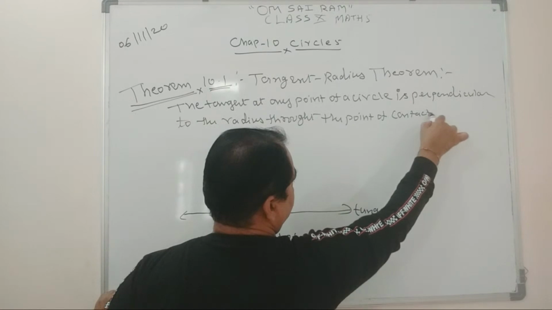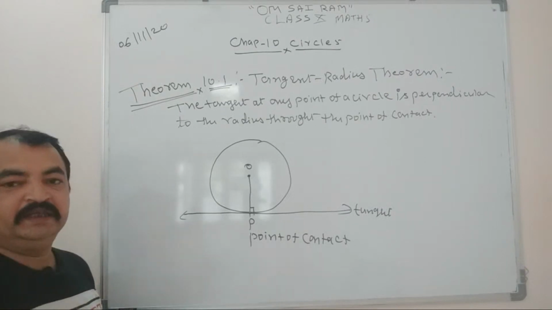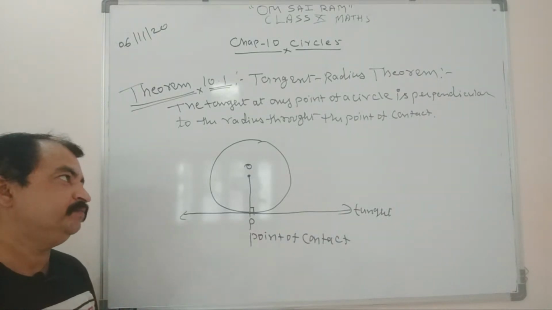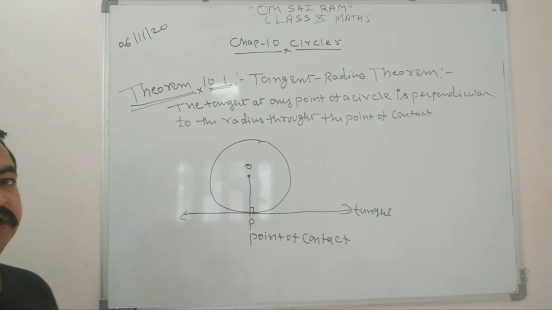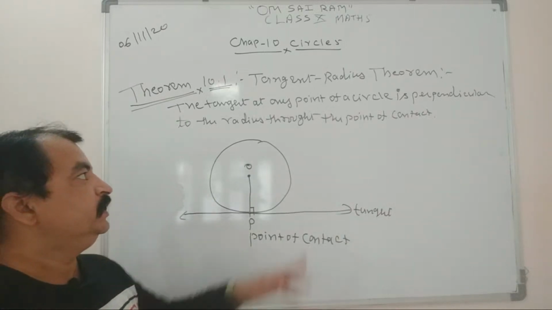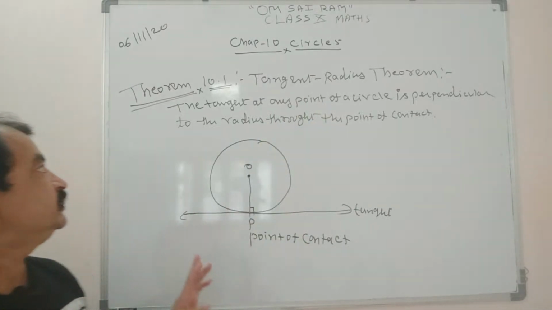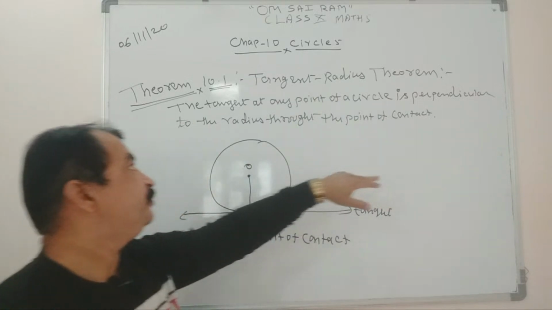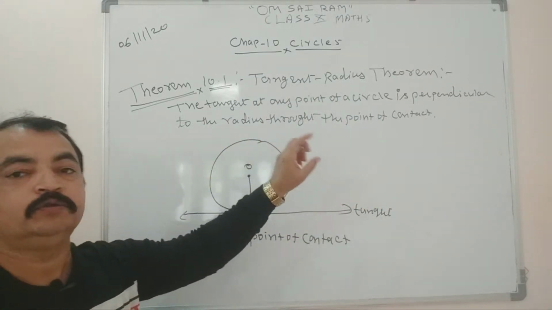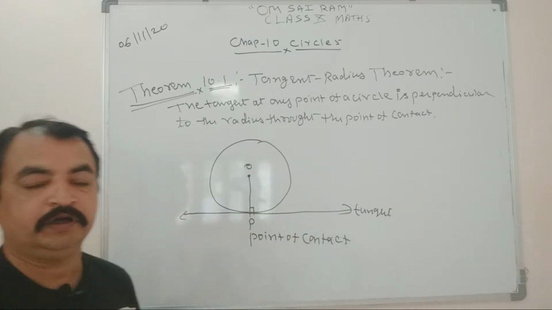For theorem 10.1, you can find the statement and the proof in your NCERT textbook, on page number 208, children. Okay, so what is the tangent radius theorem? The tangent at any point of a circle is perpendicular to the radius through the point of contact.